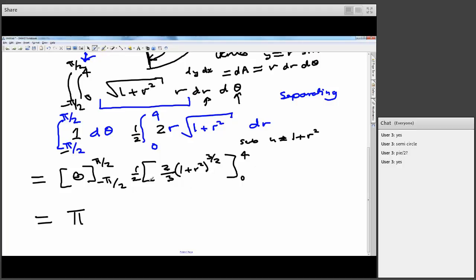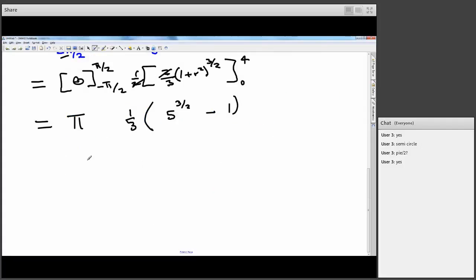So if I sub in the numbers, I'm going to get a third. Subbing in the 4 gives me 1 plus 4 squared, which is 5 to the 3 on 2. Minus, if I sub in 0, I just get 1. So the final answer is something like pi on 3, 5 to the 3 on 2 minus 1, which you can write in various ways, but that'll sort of do it.